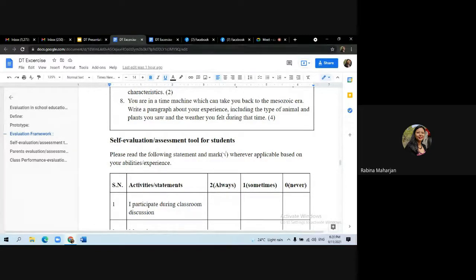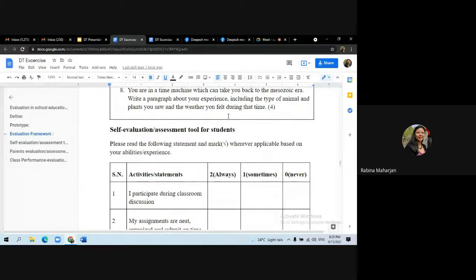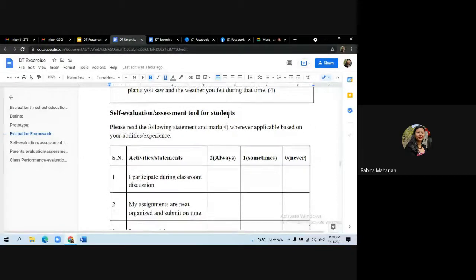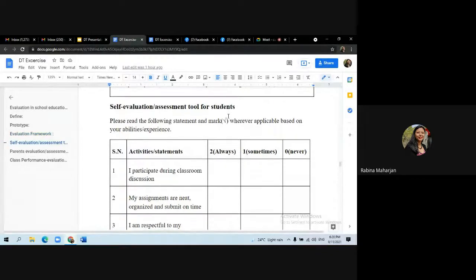And again, we have also given 10 marks for the self-evaluation and assessment tool for the students. We believe that since the students are at home these days during this pandemic time, they are not coming to the school. So we believe that they should have the right to assess themselves. They should have the right to evaluate themselves.